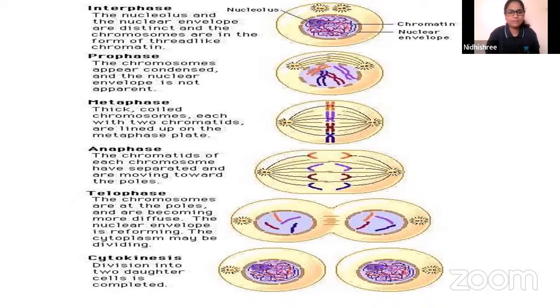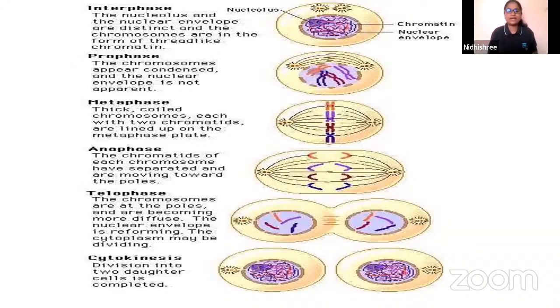Next, when we come to the telophase stage, the chromosomes are at the poles and are becoming more diffuse. Diffuse means they are converting into a chromatin-like structure, not undergoing condensation. The nuclear envelope is reforming. You can see the nuclear envelope, or nuclear membrane. The cytoplasm may be dividing. Cytokinesis is the division of cytoplasm.